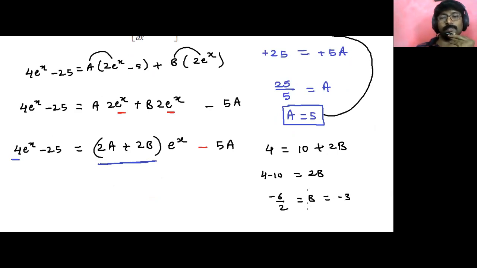Did you all get this? What is the value of b? b is nothing but minus 3. So a is 5 and b is minus 3, isn't it? Once you get the values of a and b, our task is over.